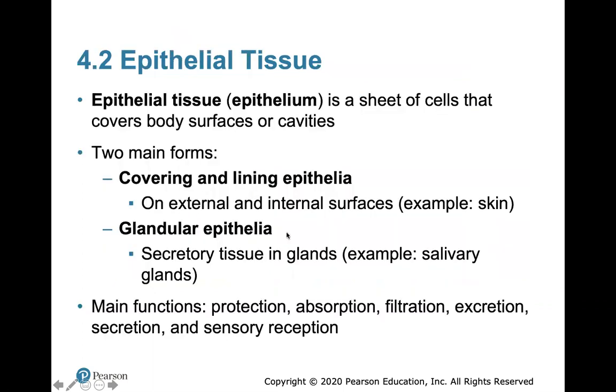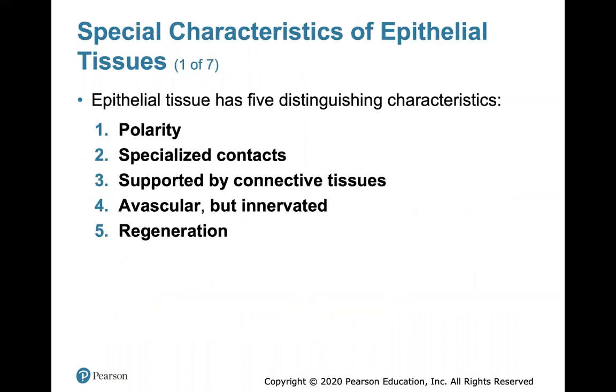So epithelial tissues are sheets of cells that cover body surfaces or cavities. They can cover and line external and internal surfaces, like skin. And we have glandular epithelium, which is the secretory tissue in glands. And the main functions in epithelial tissue are protection, absorption, filtration, excretion, secretion, and sensory reception.